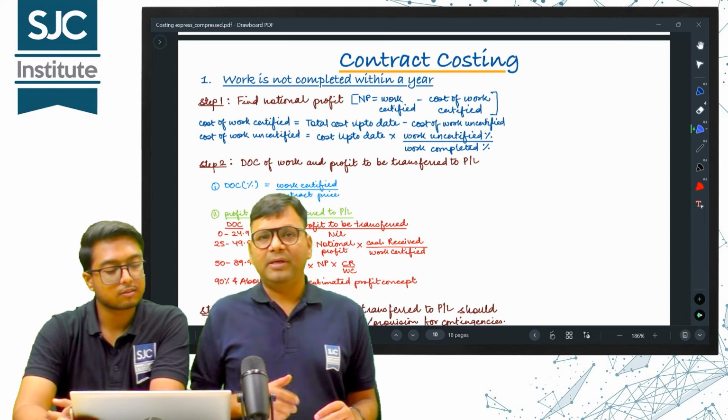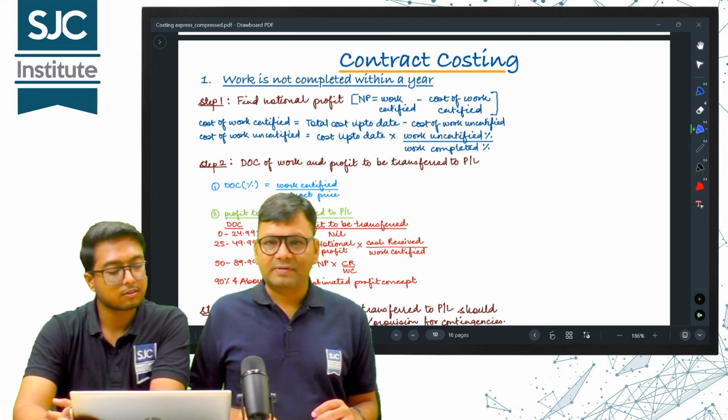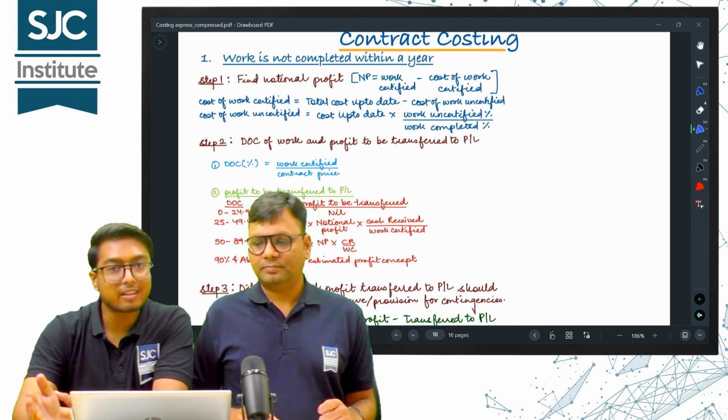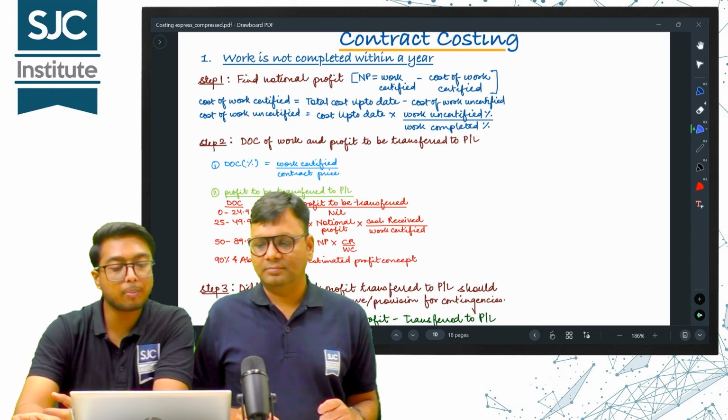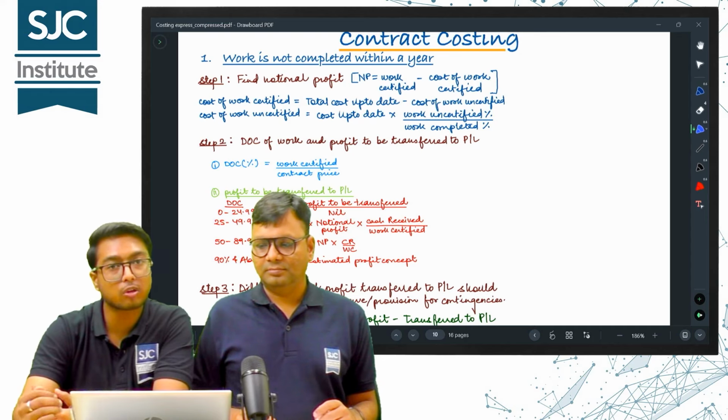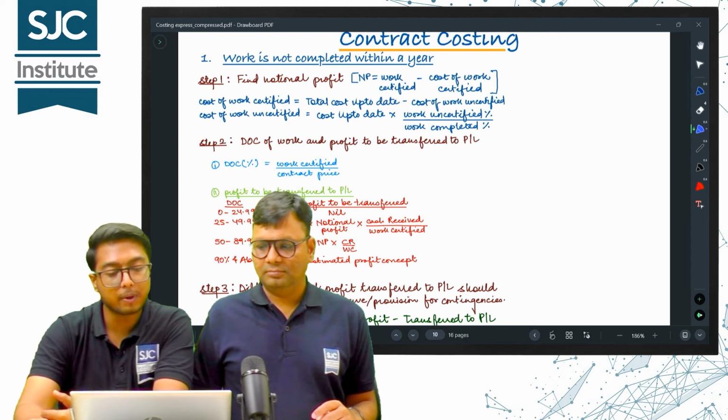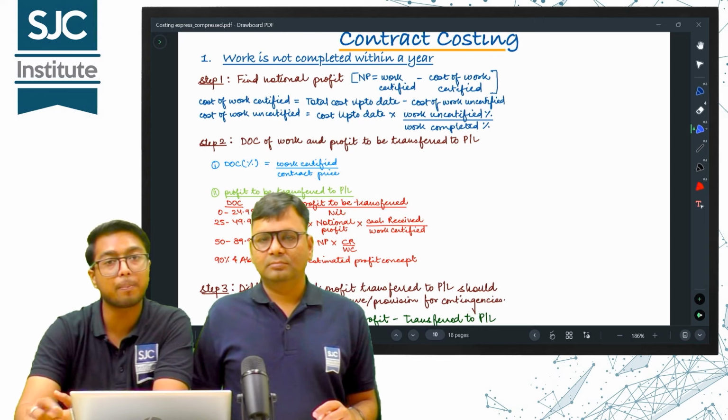But if the work is not completed, then we have to follow certain steps. Step 1. Find the notional profit. What is notional profit? Notional profit is equal to work certified minus cost of work certified. How to compute cost of work certified? Total cost up to date less cost of work uncertified. Cost of work uncertified is equal to cost up to date multiplied by work uncertified percentage divided by work completed percentage.